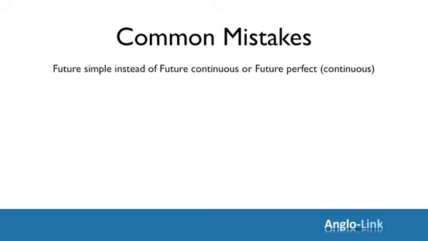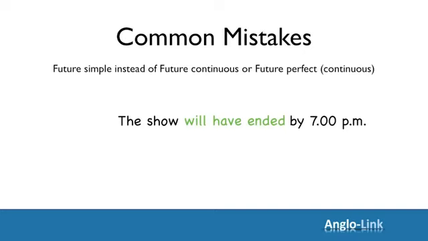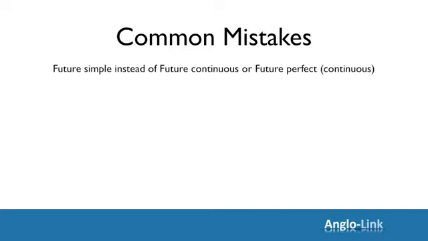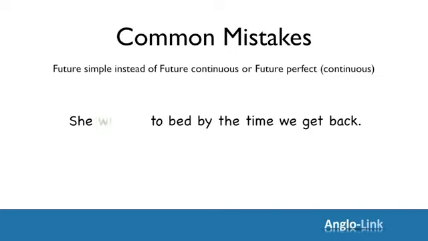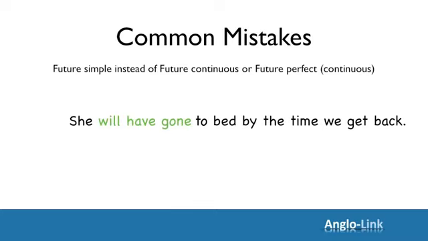Let's look at the next example. The show will end by 7 p.m. Action completed before a specific time in the future. So once again, not future simple, but this time future perfect. Will have ended. The show will have ended by 7 p.m. Next example. She will go to bed by the time we get back. Once again, an action completed in the future before another action. So let's change the future simple to future perfect. She will have gone to bed by the time we get back.